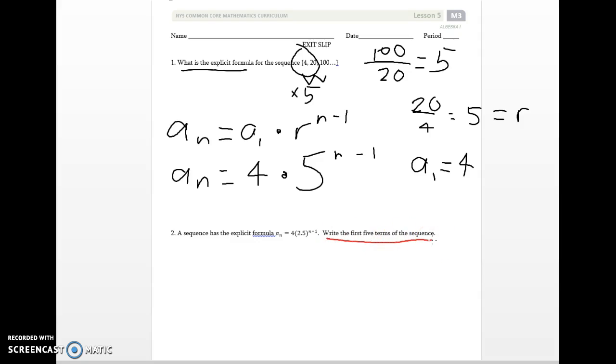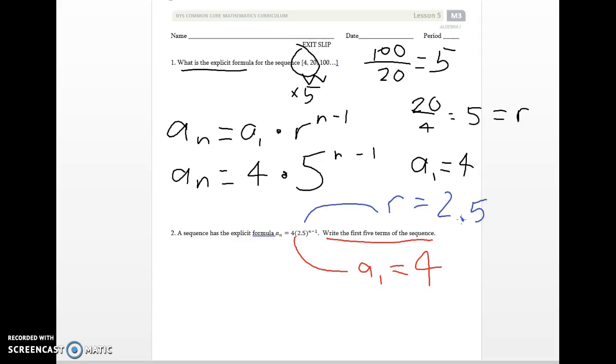The first term is actually fairly easy to find. It's just a sub 1, which is written in that formula. A sub 1 should be equal to 4. I guess the biggest challenge is finding the next 4 terms in the sequence, and that's not really challenging because the other information that's given to us in this problem is the common ratio, which is 2.5. So we have this information.